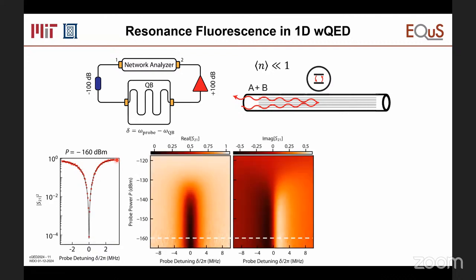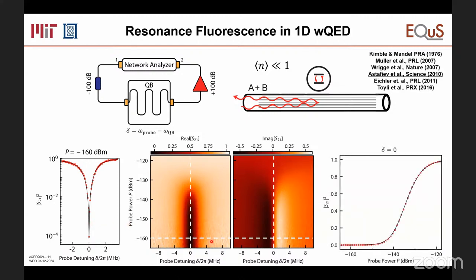You can do this in two dimensions. You can scan both the detuning frequency as well as the probe power. The dashed line here is what I'm showing on the left. But if I take a vertical slice here on resonance and look at it as a function of power, at low power, nothing gets transmitted because we're in this limit where there's far less than one photon on average. But eventually, if we increase the power enough, we'll start to see transmission occur. And the intuition is that while one photon is interacting with the atom, lots of other photons just go right on by. Okay, so this follows what we expect with superconducting qubits, first done by Astafiev et al. at NEC, but of course, this goes back even to the 1970s.